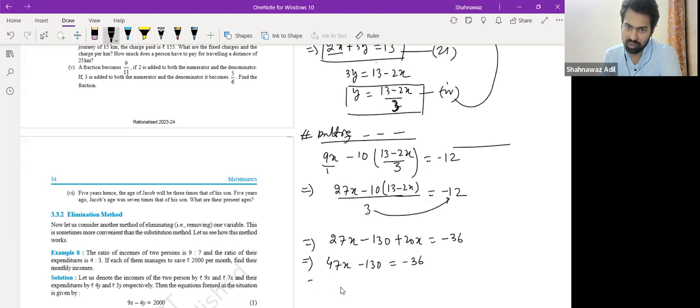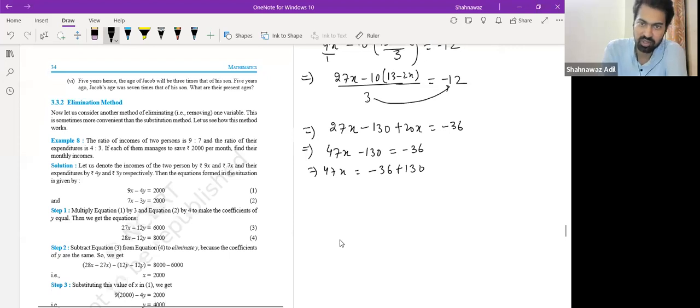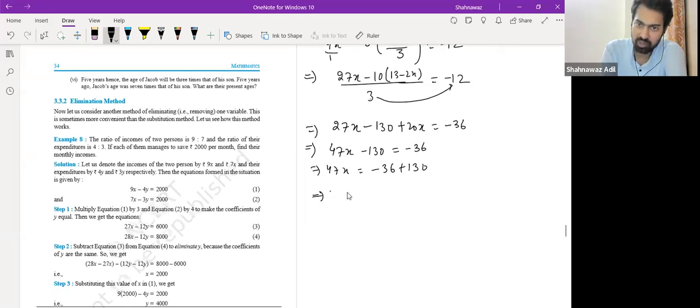Aren't we supposed to bring minus 130 to the other side? Yes, so we are writing that. And then this would become how much? So this is 47x, this is 1064, this is 1239, so 94. So this is 2, so x is 2.